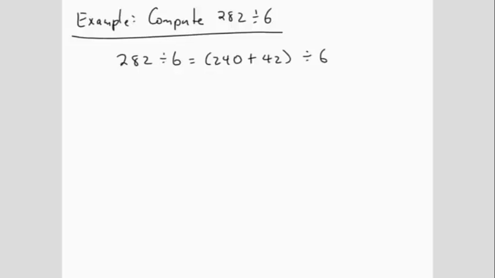So 282 divided by 6 is the same as 240 plus 42 divided by 6. And now we will apply the distributive property. 240 divided by 6 plus 42 divided by 6. That gives us 40 plus 7, which is 47.